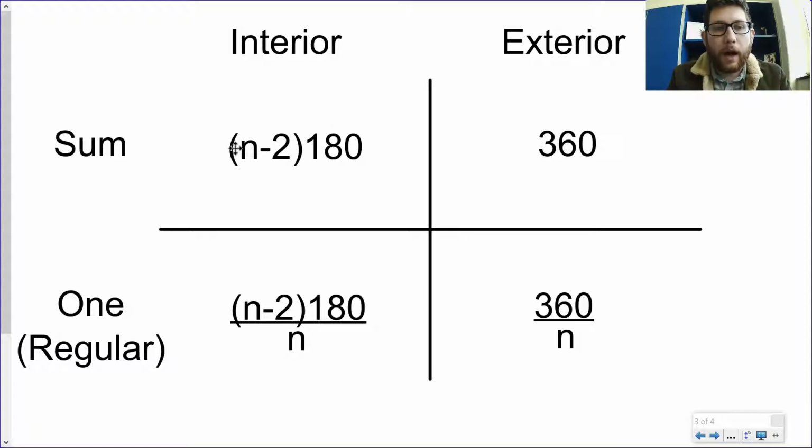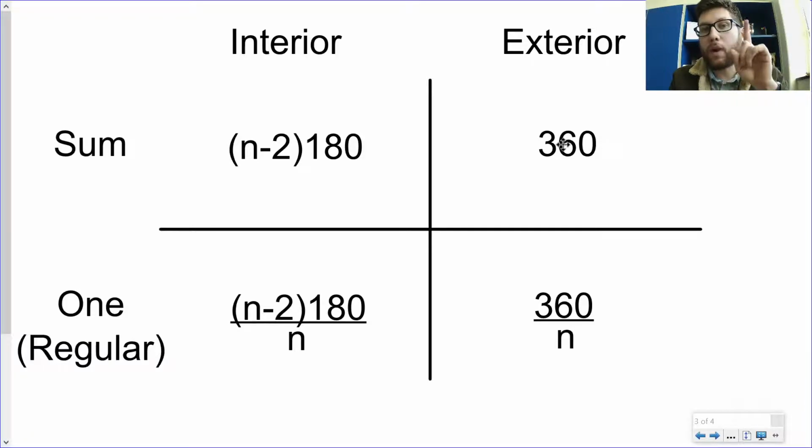So across the top here, we've got interior and exterior, so if I'm inside the polygon and outside the polygon, and we have our sums, so n minus 2 times 180, and n times 360, n being the number of sides that I have in my polygon. Okay, and that's if I want the sum of them or if I have an irregular polygon. Irregular means not all the sides and angles are equal to each other.